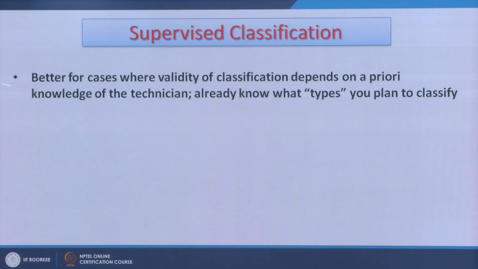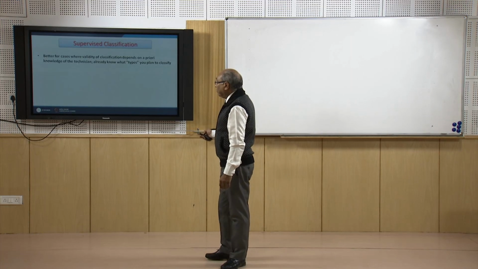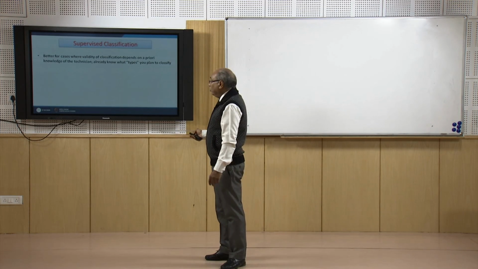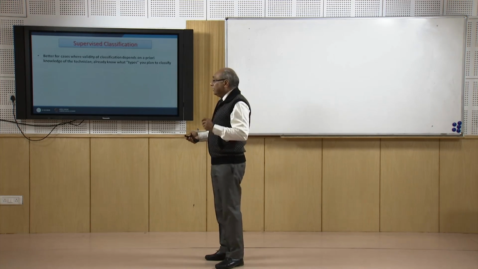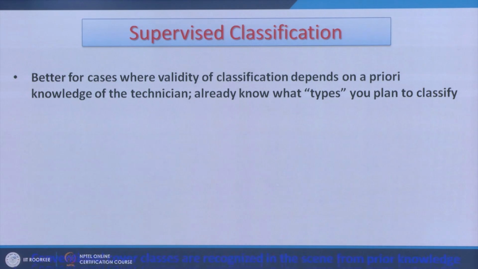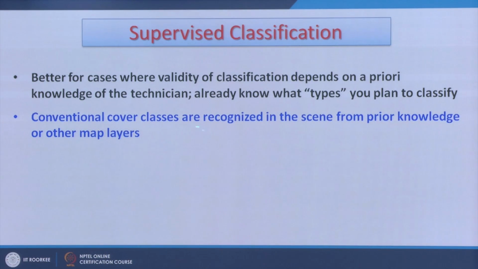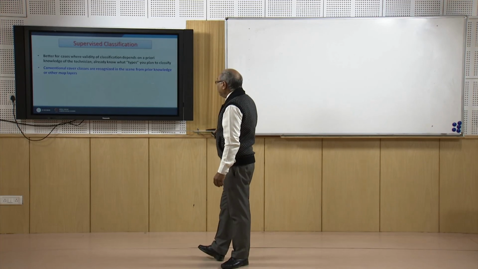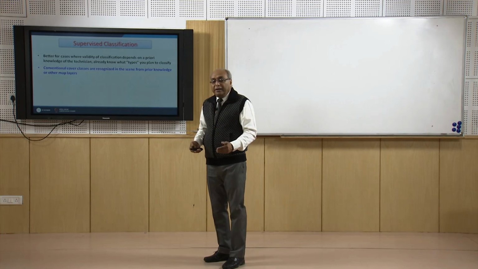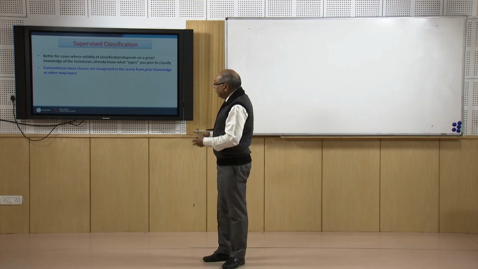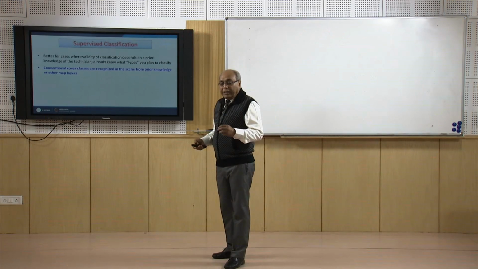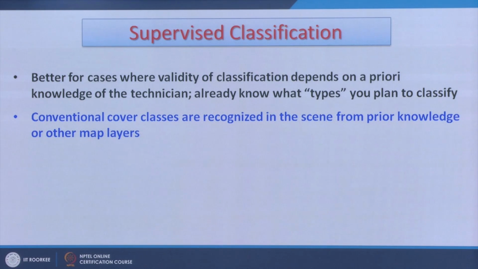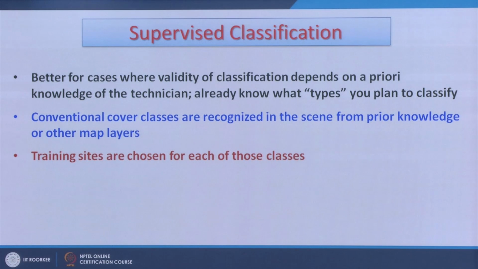depends on a priori knowledge of the technician or whoever the user is who is going to classify the image. So if we have some ground information about that area, then it is going to be a much better way. And conventional cover classes are recognized in the scene from prior knowledge. After certain experience, one becomes expert in image interpretation, and therefore one can train the system very easily about different classes, and training sets for each class are chosen.